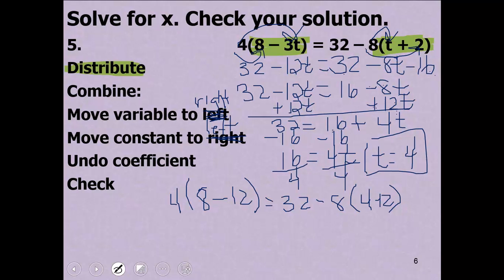This is 4, negative 4, right? So 4 times negative 4, that's a times.